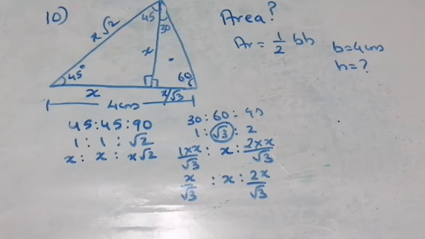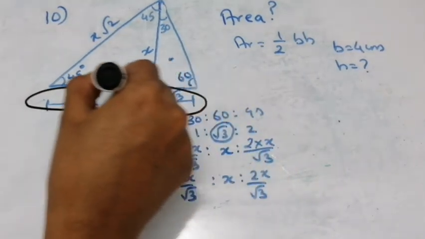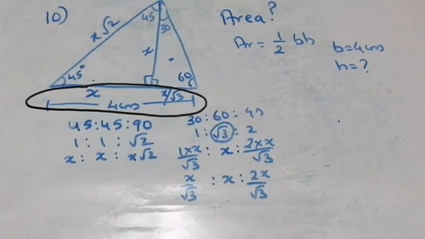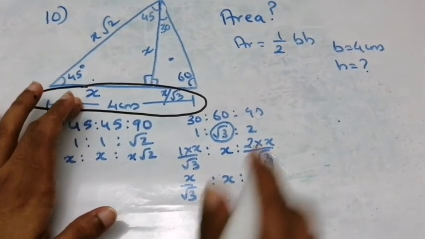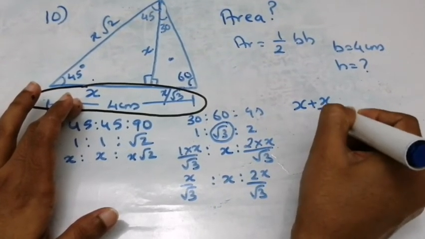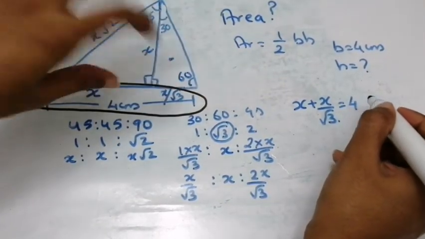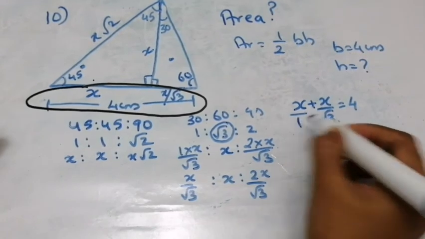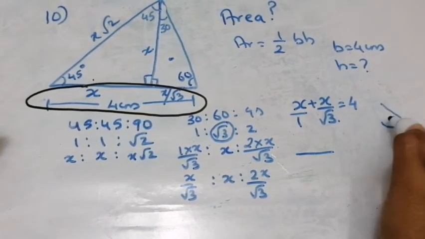Now you can see this portion, the total length is 4 centimeter, and we already got x plus x by root 3. I can write here x plus x by root 3 is equal to 4 centimeter, right? x plus x by root 3 is equal to 4. As there is nothing, it means there is 1. Now denominators are different, so you know how to do this method.